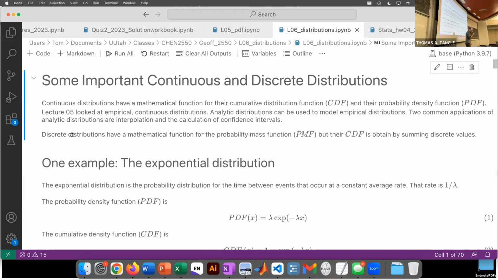And then PMF is for discrete events. So for example, when we're talking about cancer cases on a block, you either were diagnosed with cancer in the past year or you were not, right? So that was either a 1 or a 0. And so there we talk about a PMF, probability mass function, instead of a PDF.